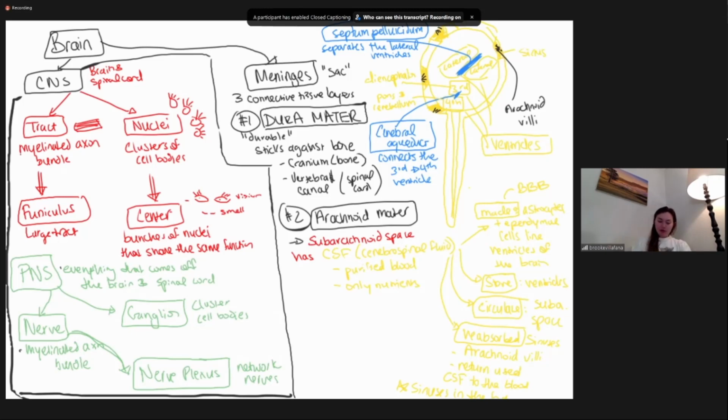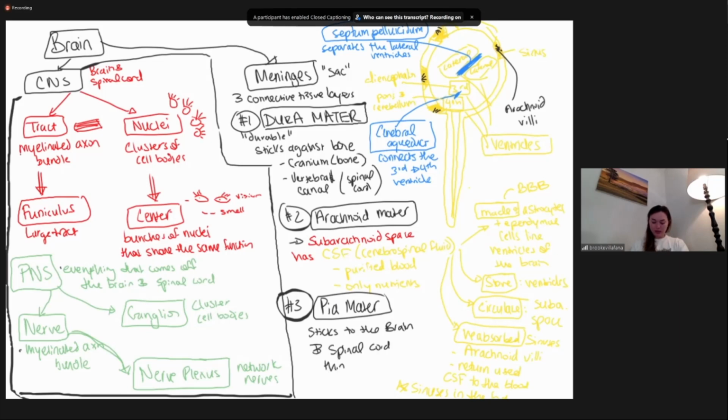And then our very, very last layer, number 3, I know that was a lot on arachnoid mater, but the very last layer is our pia mater. And the pia mater sticks to the brain and spinal cord. So it's like a very thin membrane that is sticking to that brain and spinal cord. All right, so those are the cranial meninges.